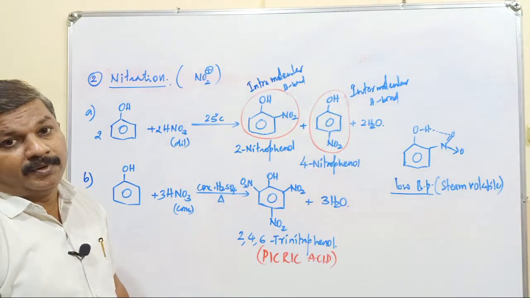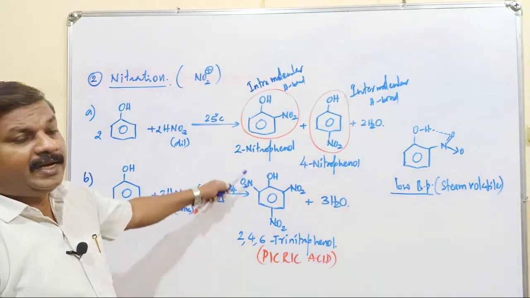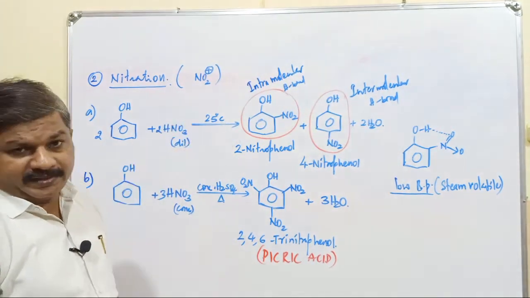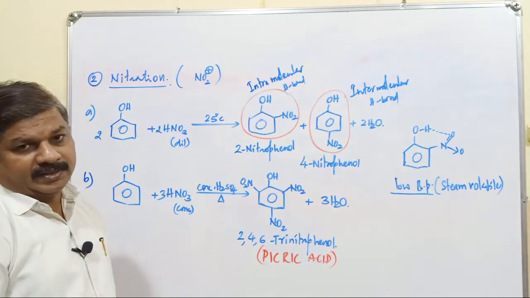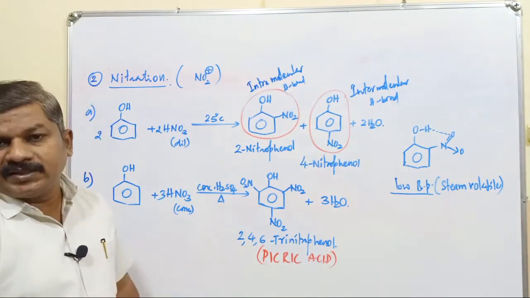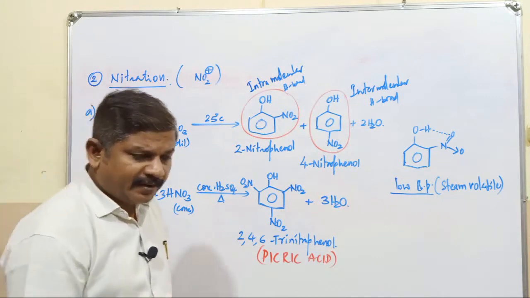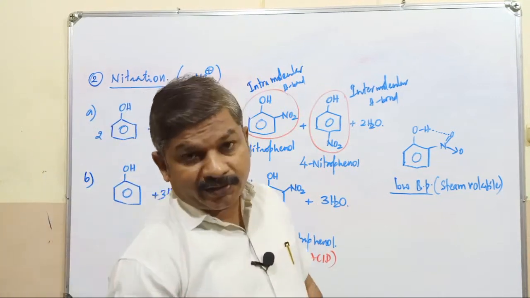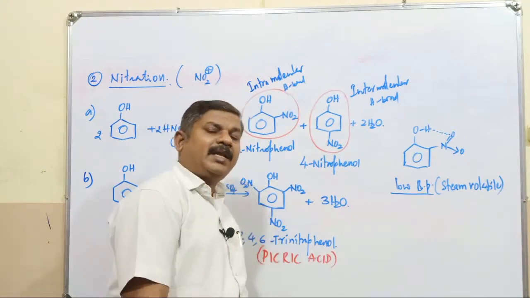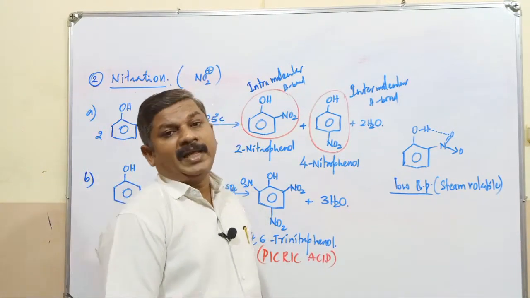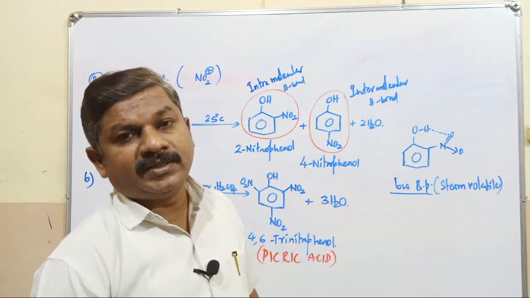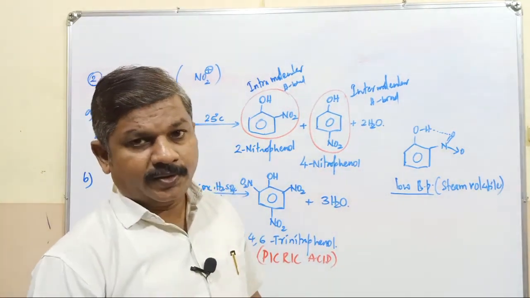So this compound is commonly called picric acid. What is the electrophile generated in case of nitration? It is NO2+. The electrophile generated in bromination is going to be what? Br+. Similarly, we have to discuss the next set of reactions: sulfonation, nitrosation, and Friedel-Crafts reaction is also considered here. So we will discuss those remaining electrophilic substitution reactions in the next lecture. Okay, thank you.